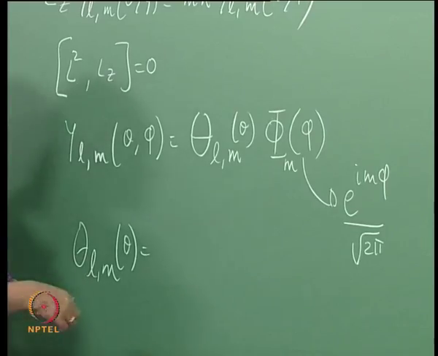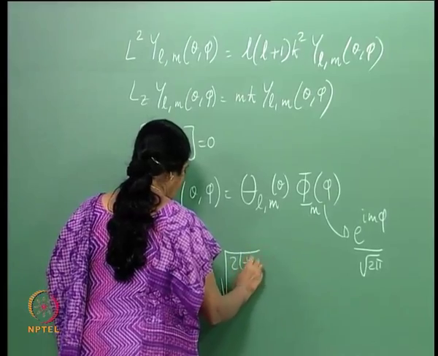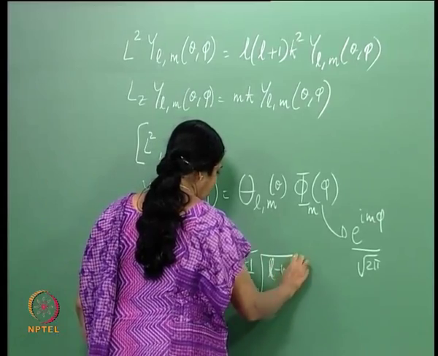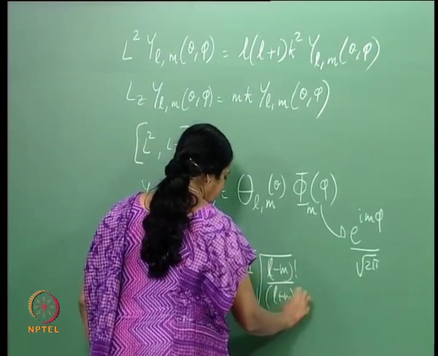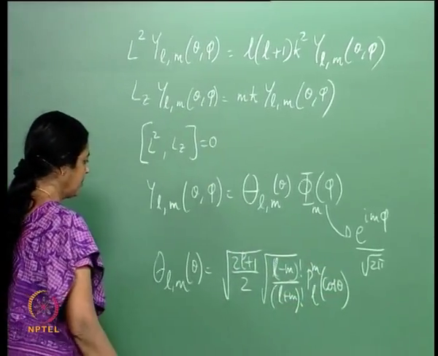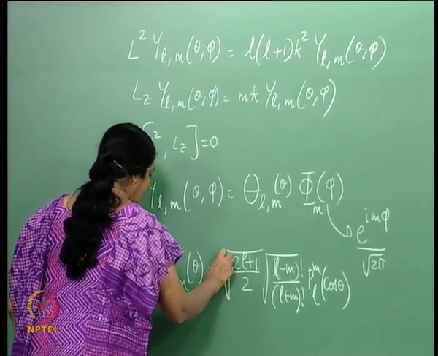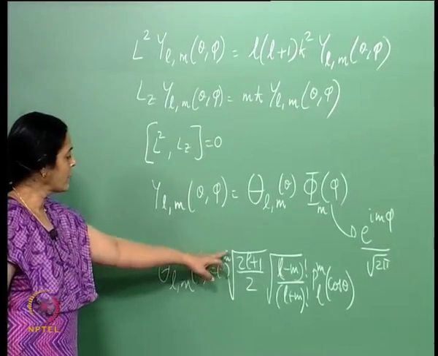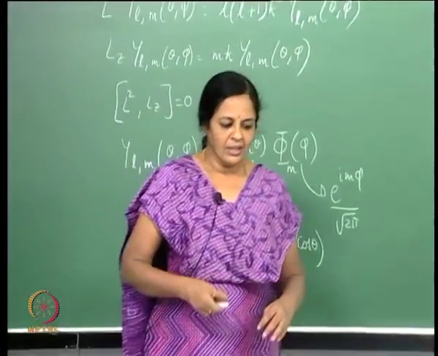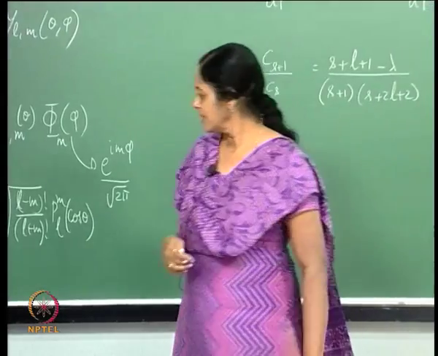was related to the associated Legendre polynomials, and this was root of (2L plus 1) by 2 times (L minus m) factorial by (L plus m) factorial, P_L^m of cos theta, except that sometimes by way of a sign convention one could put a minus 1 to the m out there. That is merely a sign convention which goes with the general angular momentum framework. So this is a convention.